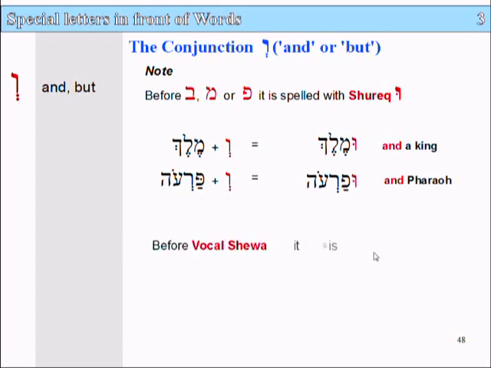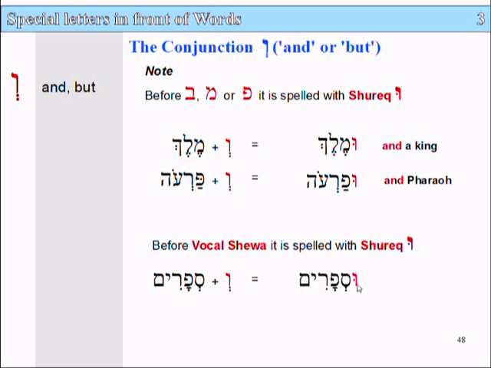And let's have a look at it. Before a vocal shiva, it is spelled with a shurek. A vocal shiva is these little two dots underneath the letter. If the word has a vocal shiva at the beginning, it just means these two vertical dots like a colon, and it means it just has a very short sound. So here we have the word for books, safarim.